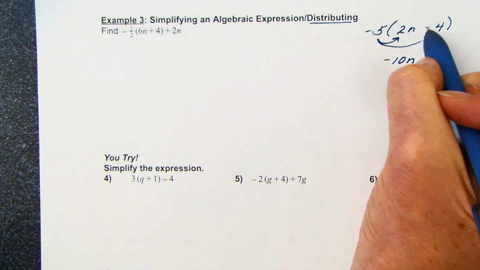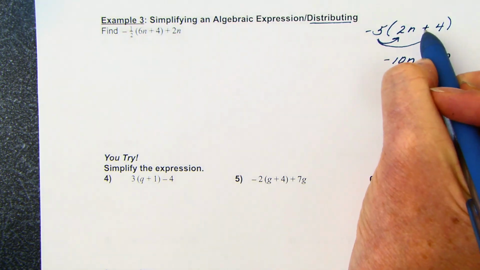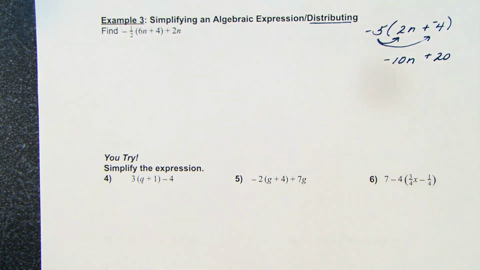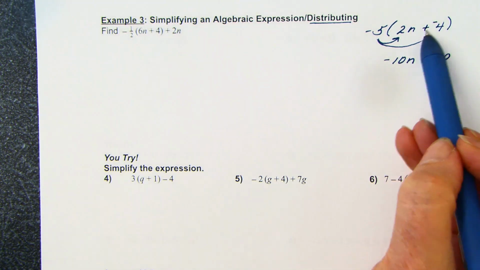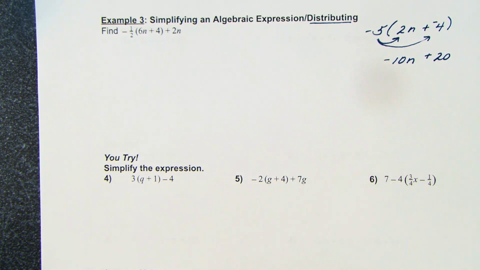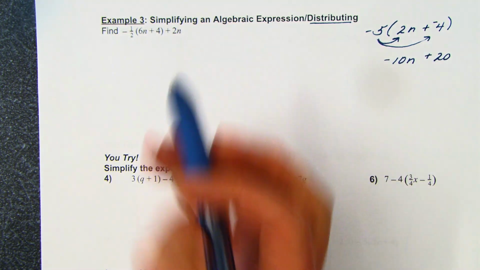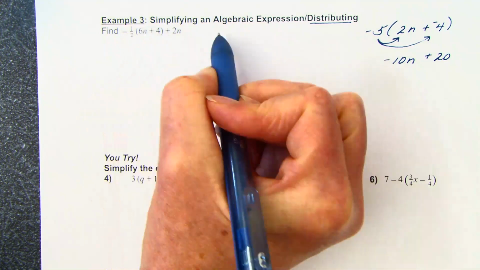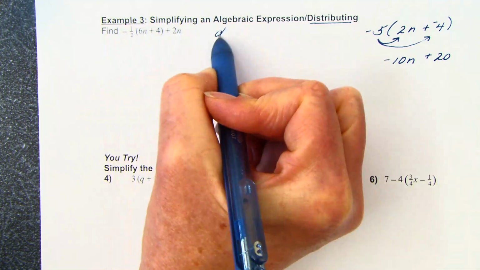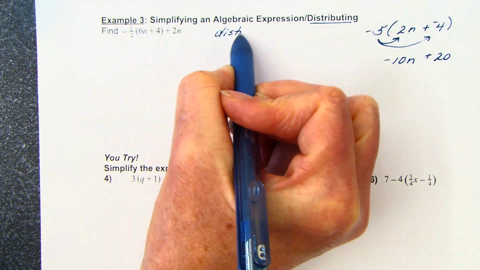All right. Sometimes I change that to this. Change it to adding the opposite, and then I'm less likely to lose my sign. Negative 5 times negative 4 is positive 20. Okay, so when you have a distributive inside an expression, we want to distribute first.